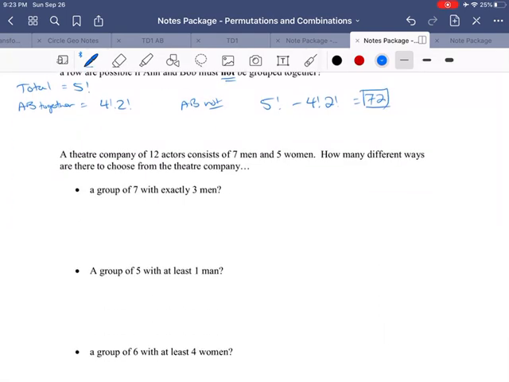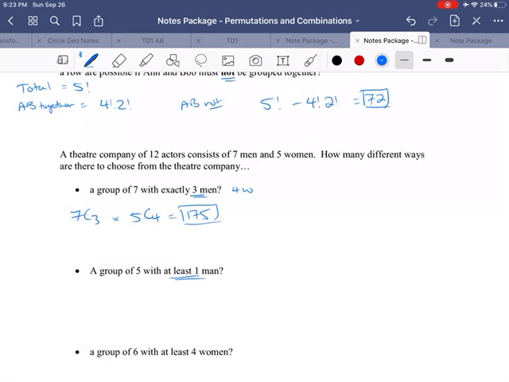A theater company of 12 actors consists of 7 men and 5 women. How many different ways are there to choose a group of 7 with exactly 3 men? Okay, so that means that there must be 4 women. So 7C3 for the men, and multiplied by 5C4 for the women, and there's 175.